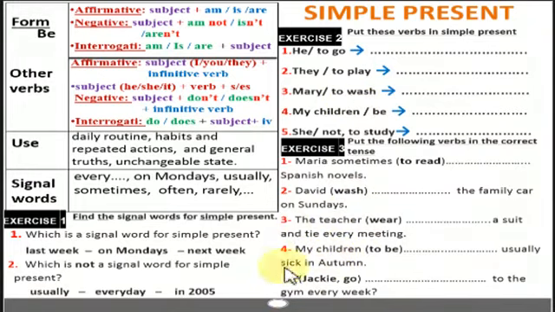So let's start with exercise number 1. Number 1: the signal word that belongs to simple present is on Monday. Number 2: the signal word that doesn't belong to simple present is in 2005. This in 2005 indicates the past, so it's not simple present.